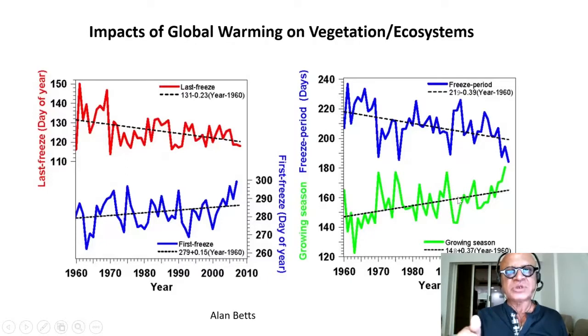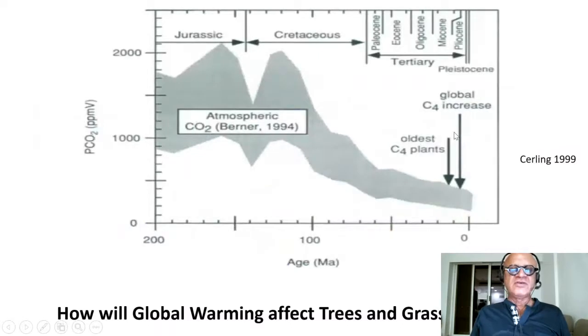If you have enough temperature, enough light, enough water, the growing season is going to happen. So the trend is 148 plus minus 0.37. So you can see that the growing season is increasing as we talked before, and the freeze period is decreasing. So we have to then put that in the context of how global warming will affect trees and grasses. So again, C3 and C4 and CAM type plants. Mostly we worry about C3 and C4.